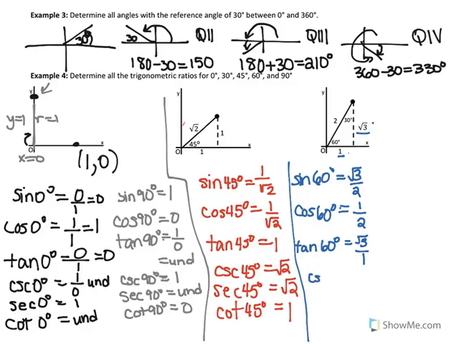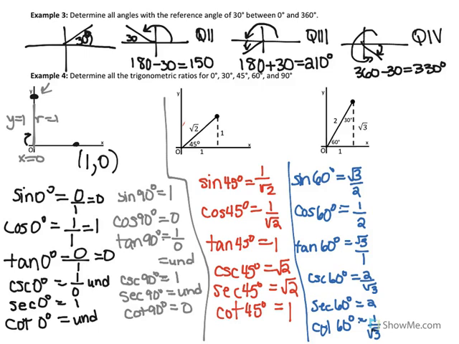Now we can go cosecant of 60 degrees, and we're just going to flip our sine, so 2 over root 3. Secant of 60 degrees is the flip of our cosine, so 2 over 1, so 2. I don't need to write over 1. And cotangent of 60 degrees is going to be the flip of tangent, so it's 1 over root 3.